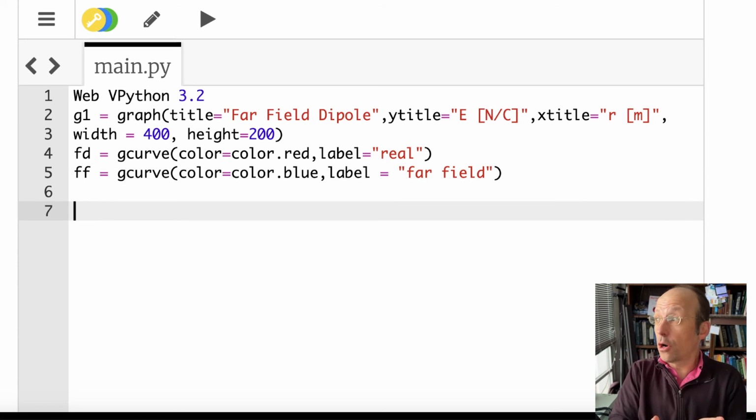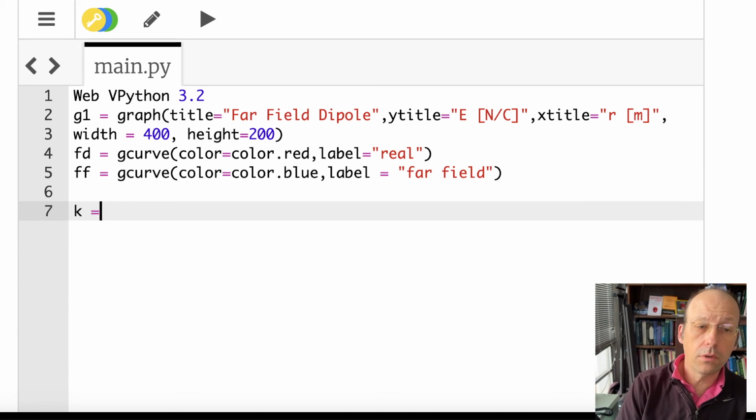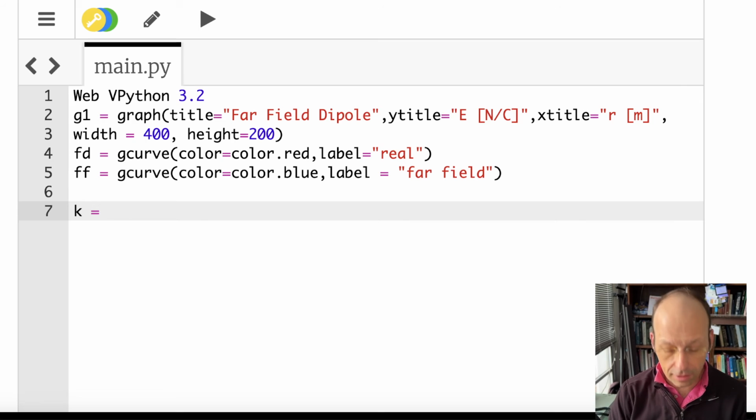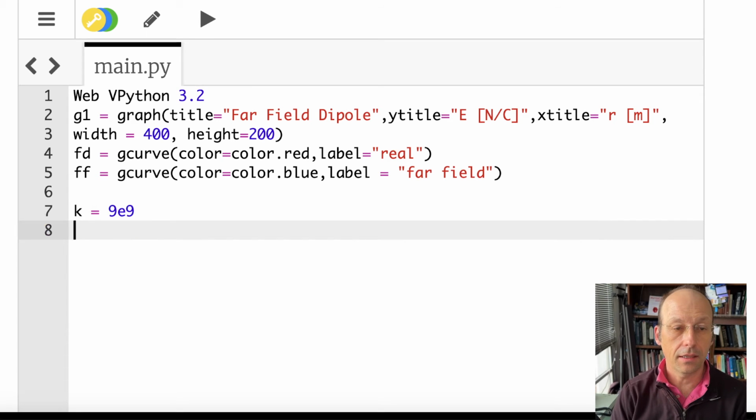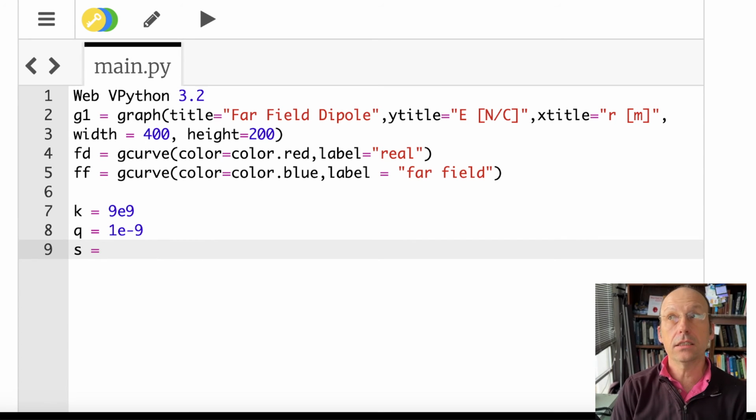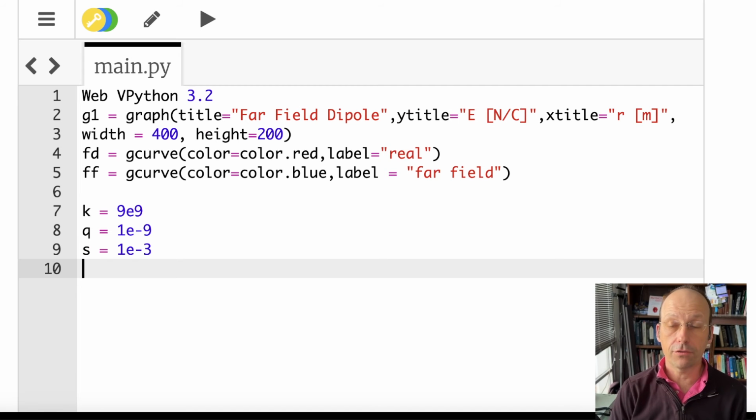Now I need to determine my stuff. Let's do 1/4 pi epsilon naught, I'm going to call K, and that's 9 times 10 to the 9th. And then Q, let's do 1 nanocoulomb, so 1 times 10 to the negative 9th. And then S is, I don't know, it doesn't really matter. Let's do a millimeter, so 1 times 10 to the negative 3. So I have all my values right there.